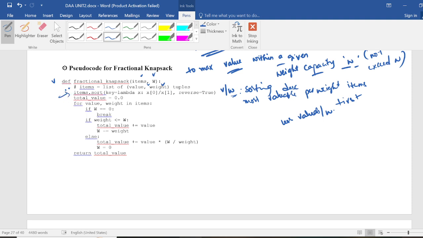Next, we are initializing total value to 0 first, and iterating through the sorted items, as the items are sorted in descending order. We are iterating through the items, for value, weight in items. We will go through each item one by one. If the knapsack is full, we will break.